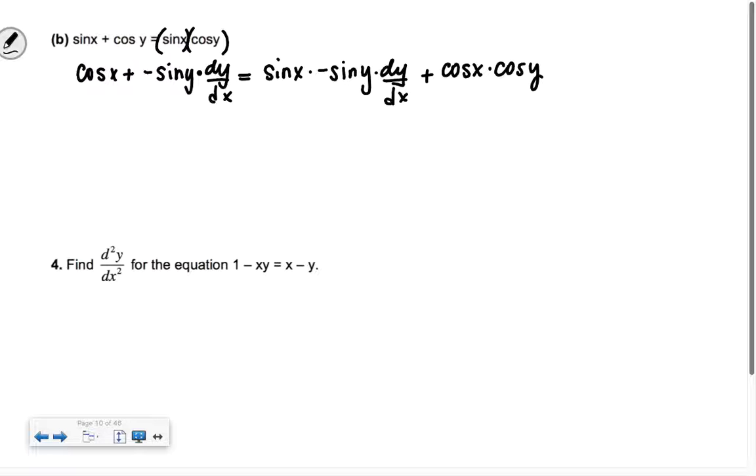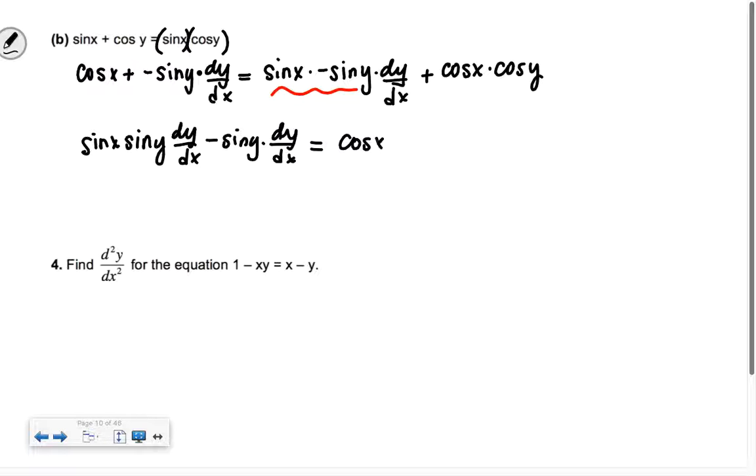So we get all of our dy over dx's on one side. It doesn't matter which side you get them on. So let's get them on the left side. So I'm going to add, did you guys see how this is all together? Negative sine of x, sine of y, dy over dx. So I'm going to add the sine of x, sine of y, dy over dx to the other side. So I'm going to have sine of x, sine of y, dy over dx, minus sine of y, dy over dx, equals cosine of x, cosine of y, minus cosine of x.